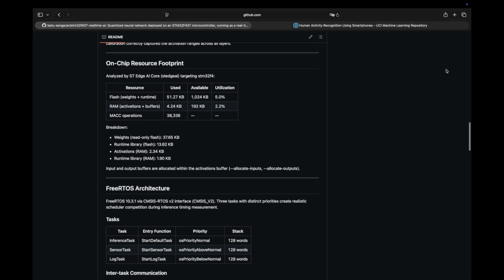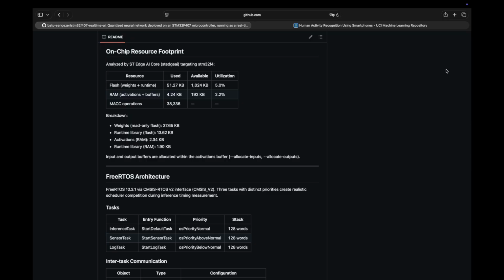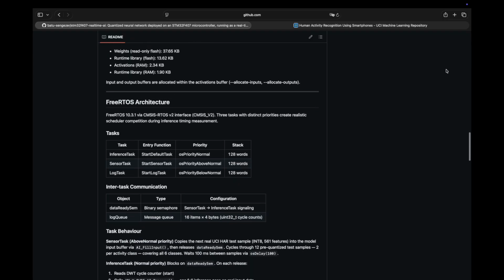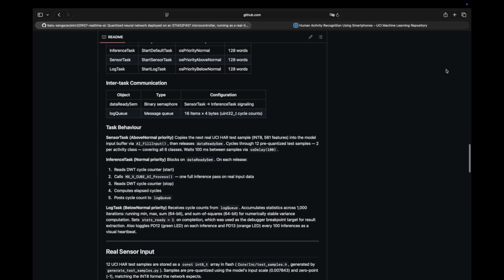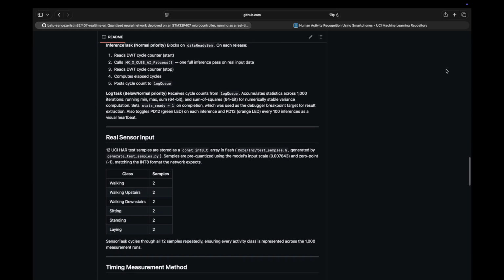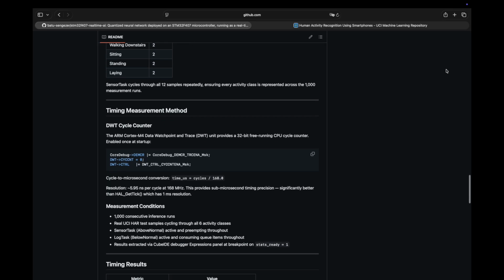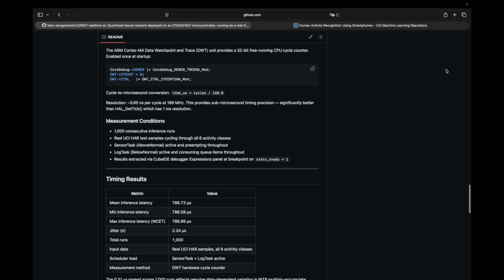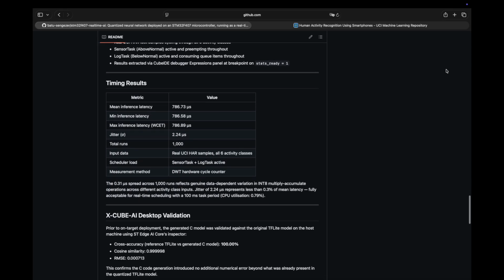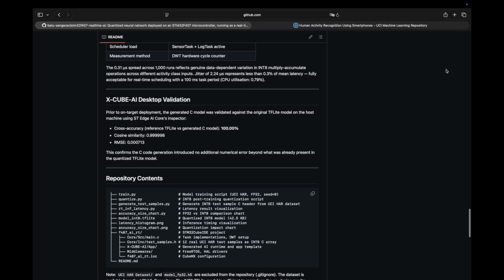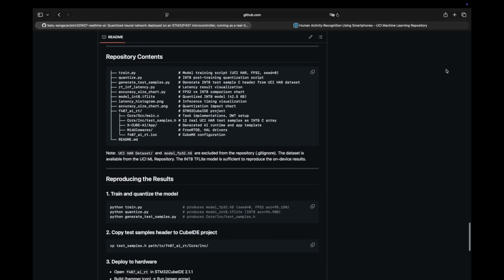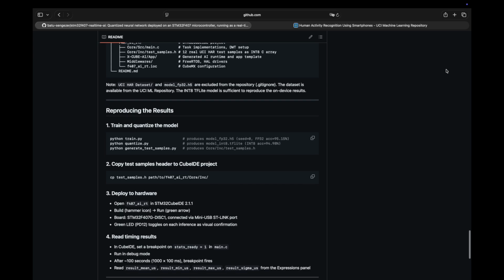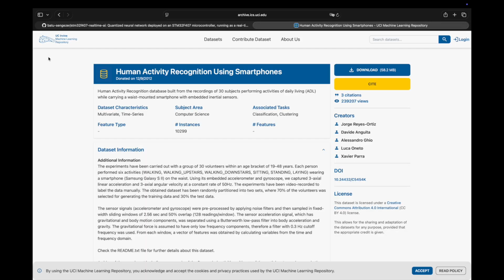I take that quantized model, generate seed code for it, embed it in the FreeRTOS real-time operating system with competing tasks, and then I measure very precisely using hardware counters how long each inference actually takes on the hardware. So the overall flow is train and quantize on the laptop, and then deploy and measure on the STM32 microcontroller. Let me take you through each step. Let's start with the data.